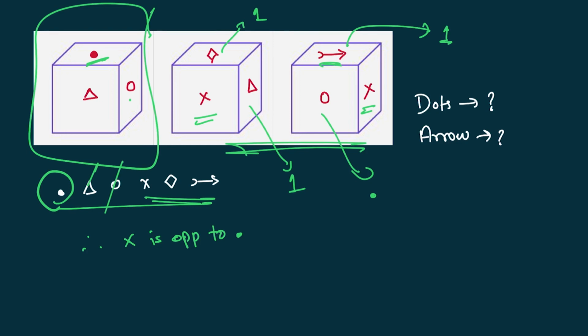Now we have to find it for the arrow. The arrow is the same, but here we can see that the dot is in the first dice, whereas the arrow is present only in the last dice. So leaving the circle and X, you can see the triangle is repeated twice. Therefore, the triangle is opposite to the arrow mark.